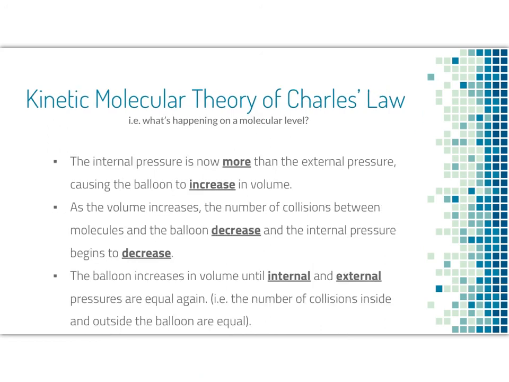So once those pressures are equal, because our balloon has expanded and allowed more room, the number of collisions will start to decrease. I think we had 4 collisions on the outside. We're now going to have 4 collisions on the inside. So as that volume continues to increase, the number of collisions between molecules in the balloon decrease, and the internal pressure begins to decrease. Again, it comes back down to about 4. The balloon increases in volume until the pressure in the balloon is equal to the pressure of the air outside again. So volumes stop changing when pressures become equal again.